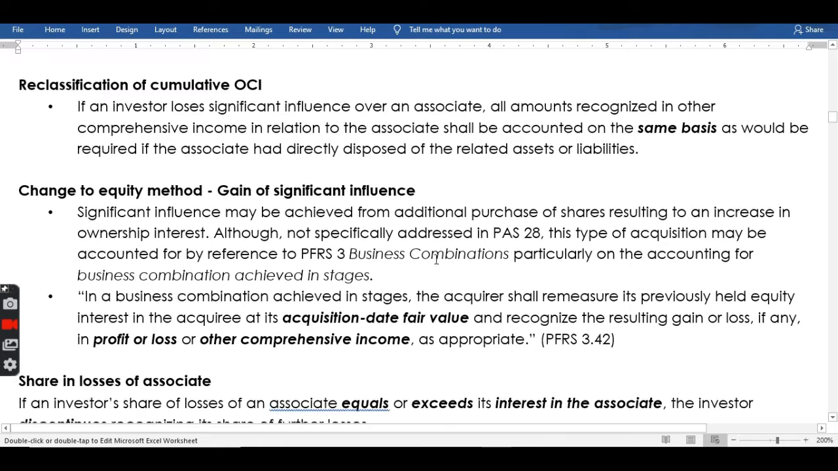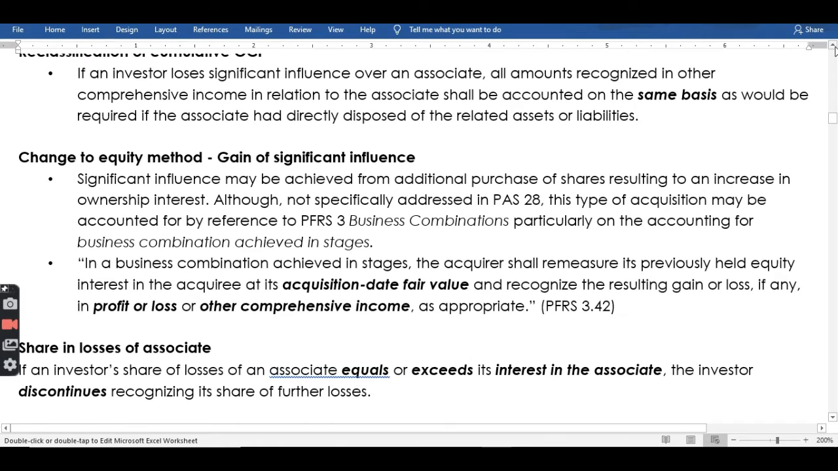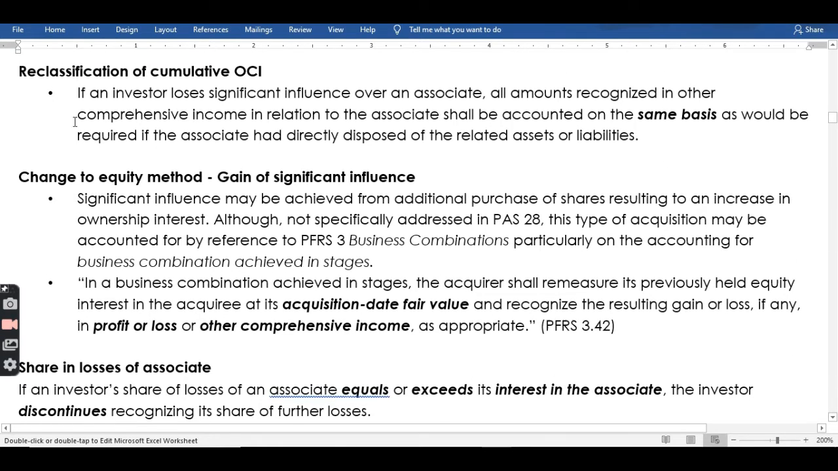Okay. So, question now, paano kapag meron tayong mga items, okay, na nandoon sa OCI? Okay? So, it says here, if an investor loses significant influence over an associate, all items that are recognized in other comprehensive income in relation to the associate shall be accounted on the same basis as would be required if the associate had directly disposed of the related asset or liability.